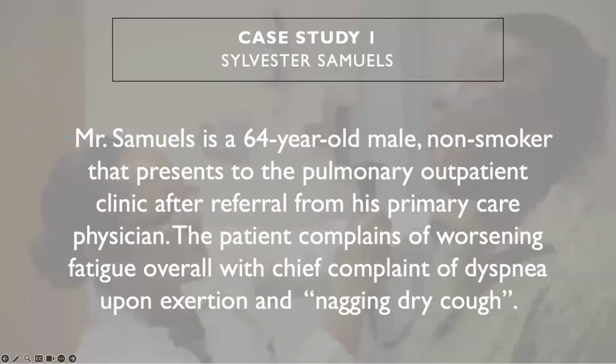Okay, let's apply some of what we've talked about here, and we'll slow it down a bit. Let's look at a few simple cases just to put into practice a bit of what we discussed so far. So you have very limited information here. You've got Mr. Samuels. He's a 64-year-old male, so he's not elderly, but he's on the cusp of transitioning to that 65 or older age bracket. Incidentally, he's a non-smoker, but he presents to the pulmonary outpatient clinic after he gets referred from his primary care physician. He complains of worsening fatigue with the chief complaint of shortness of breath when he exerts himself. And he's got this nagging, dry cough.